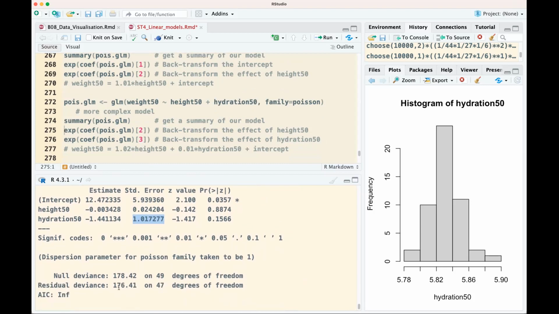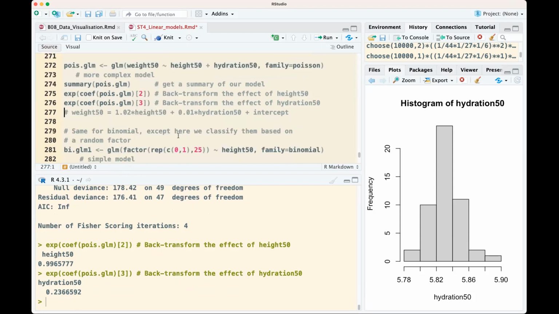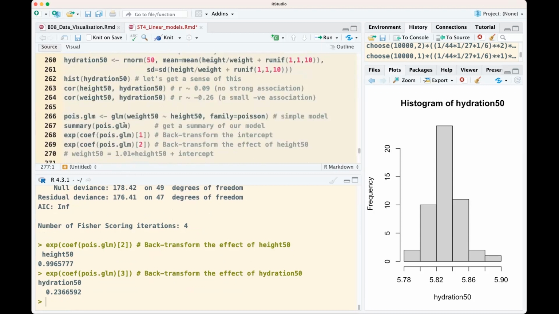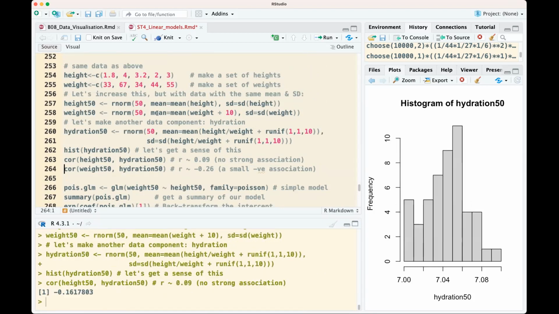Supporting that, we see that the residual deviance is still quite close to the null deviance. It's slightly further away, indicating that the hydration 50 has some effect on this, but it's not substantial. We can back transform to get those values again. You see the height 50, because we include a new factor, has changed slightly, and hydration 50 is another value that we can incorporate into our model. So we see here that this kind of Poisson model fitting did not work well for this data, perhaps because it's not very correlated. So let's try new data.